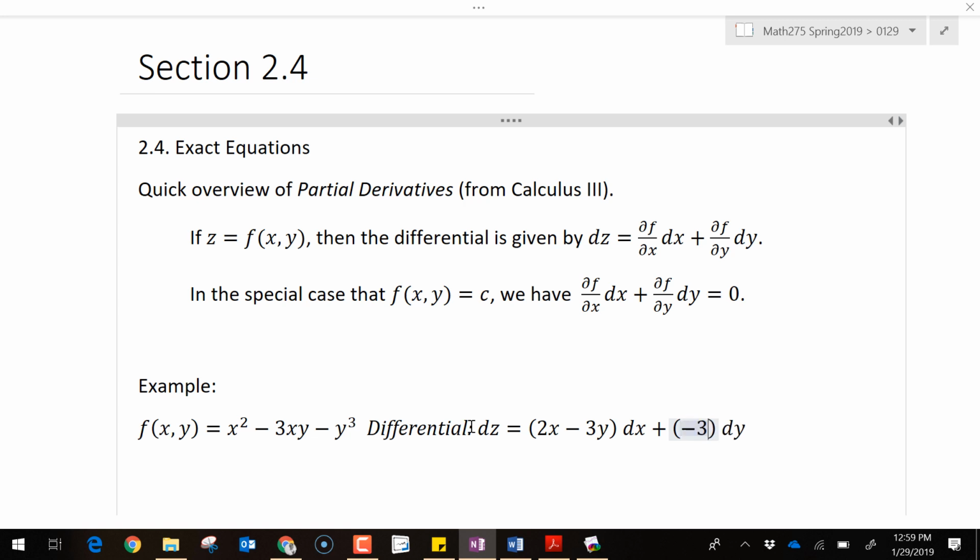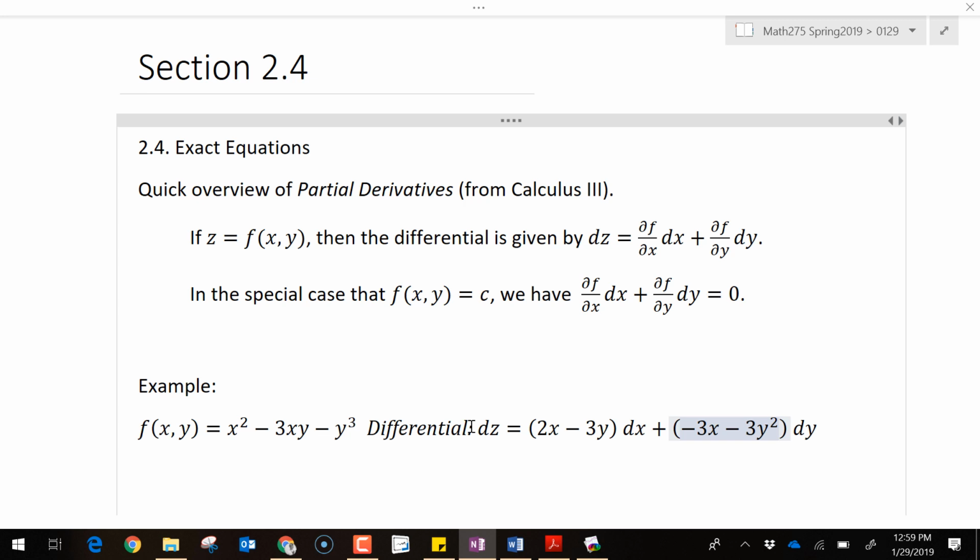Negative 3x minus 3y squared. So that's our differential dz. Okay? So now let's relate it to whatever it is we're doing. Oh, we're doing differential equations. So let's relate it to differential equations.